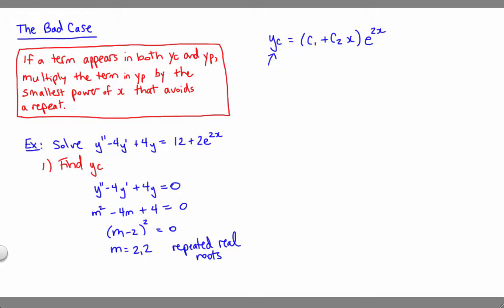Second thing that I would point out, this will be useful in the second step. We might actually want to re-express yc. So let's expand this out here, and we'd have c1 e to the 2x plus c2x e to the 2x.